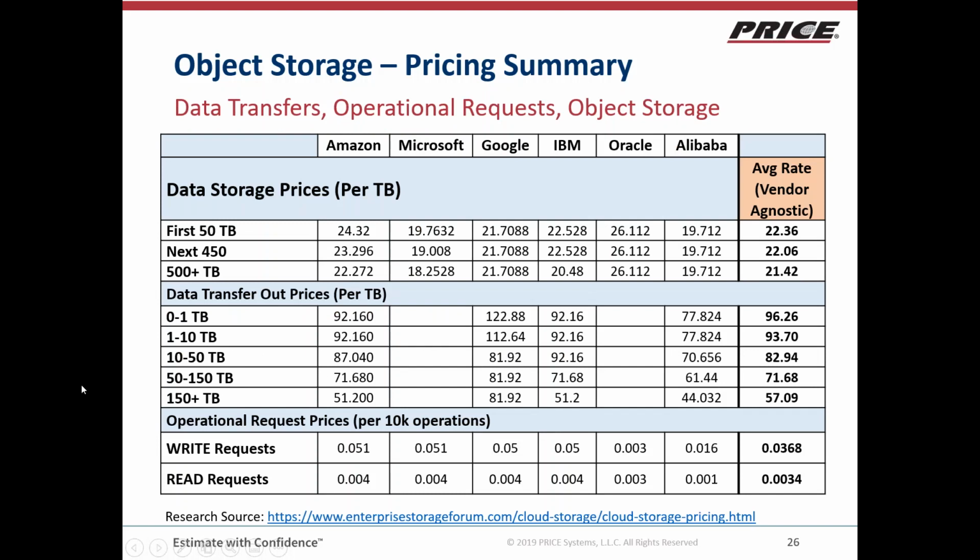This table here shows the average prices in each category for each of the 6 providers that we researched. All of the prices listed here are averages across the regions throughout the US. Like Kara mentioned, we only looked at the US for time reasons, so all of these prices are averaged across all the US regions per provider. The operational requests down here include write and read requests, and the prices are per 10,000 operations.